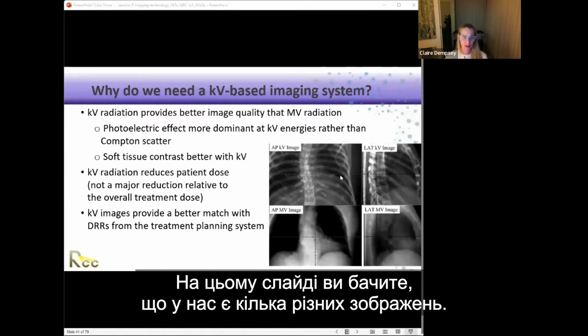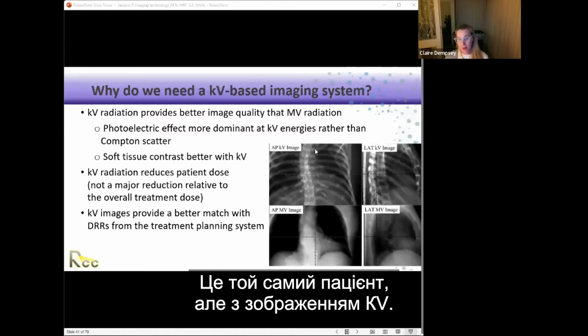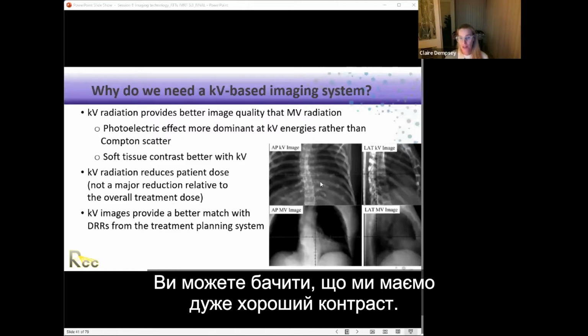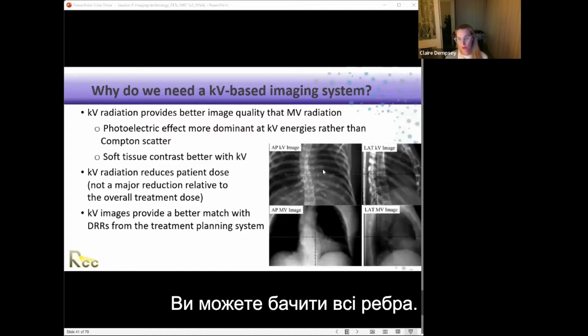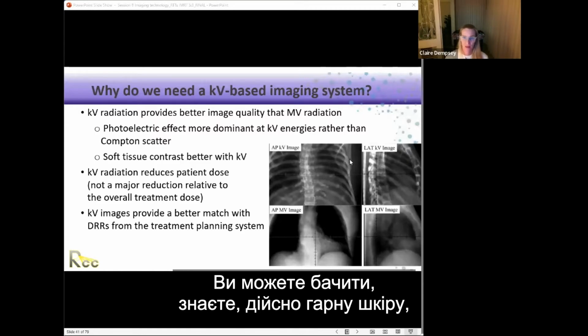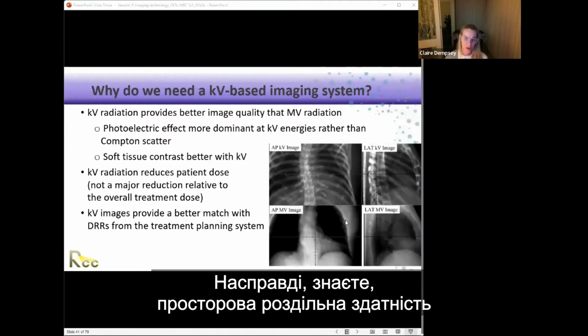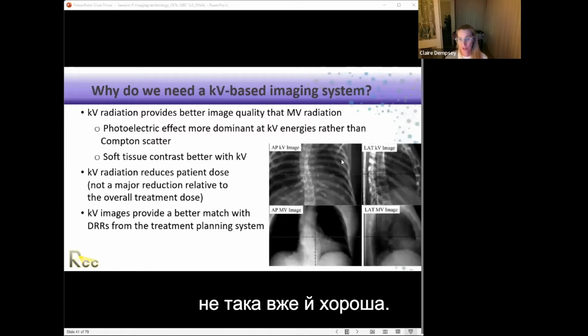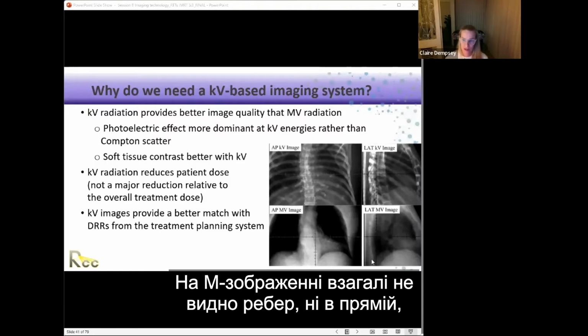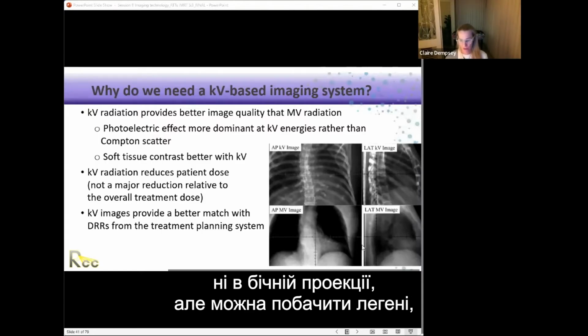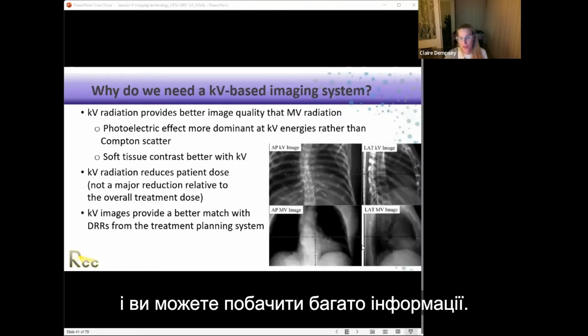So you can see on this slide we've just got some different images. This is the same patient, one with a KV image. You can see we've got this really great contrast. You can see all the ribs, really good skin, patient skin surface, things like that. And here's our MV image. The spatial resolution is not nearly as good. They're quite markedly different. You can't see the ribs at all in the MV image, either the AP or the lateral. But you can see the lungs and you can still see a lot of information.